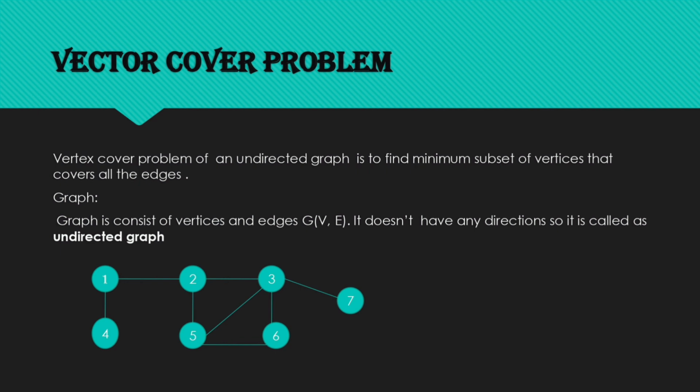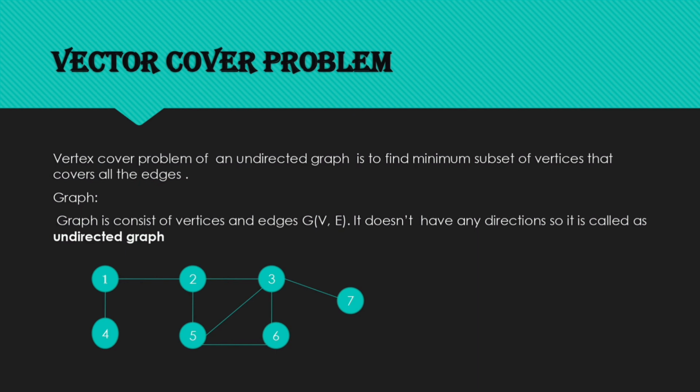What are vertices? Here is an example. In this diagram, 1, 2, 3, 4, 5, 6 and 7 are vertices in this graph. What are edges? These lines connecting the vertices are called edges. Simply, a graph can be defined as vertices and edges. In this graph, we have 7 vertices and some number of edges connecting the vertices. In the above graph, all the edges are undirected, so it is called an undirected graph.